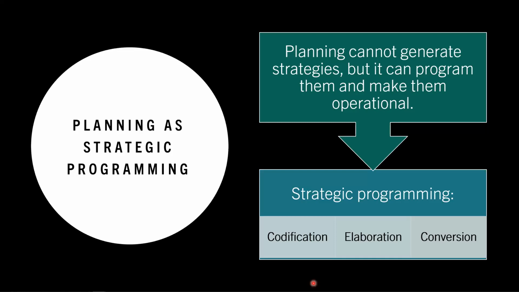Now, the planning activity itself, planning as strategic programming, as I mentioned just then, planning can't generate strategies, but planning can program strategies and make them operational. Now, to do so, you need strategic programming. Strategic programming involves 3 steps: codification, elaboration, and conversion.